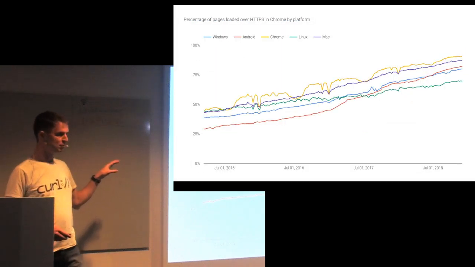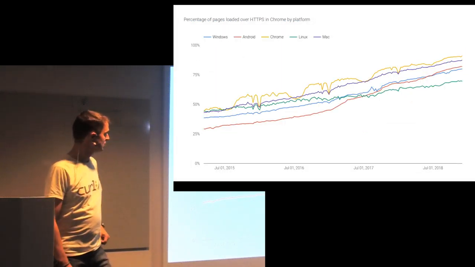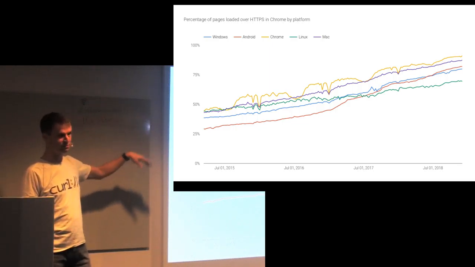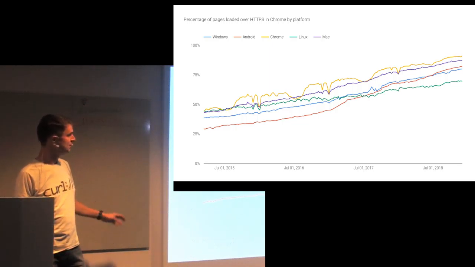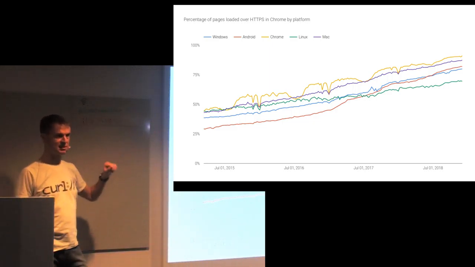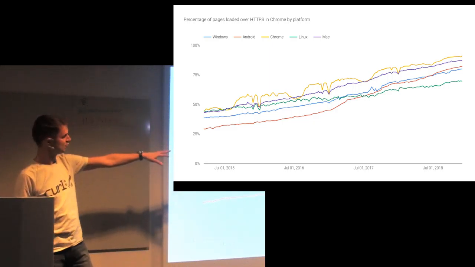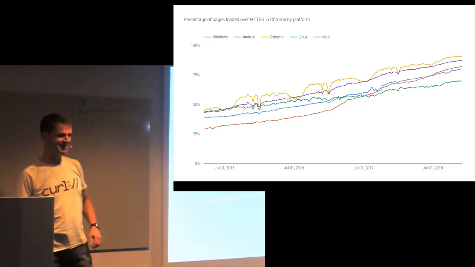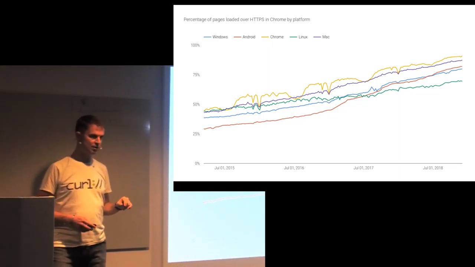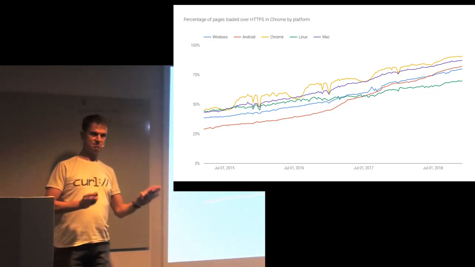The same graph from the Chrome development team shows it differently, split on platform and on continents. It's the same trend, slightly different numbers, but the same thing. It's going up, up, up. It's around 80%, slightly less, but it doesn't really matter. A majority of all page loads here are done over HTTPS.